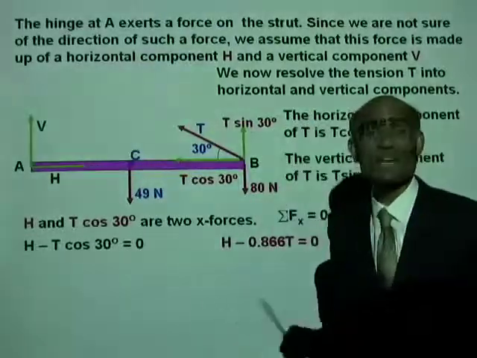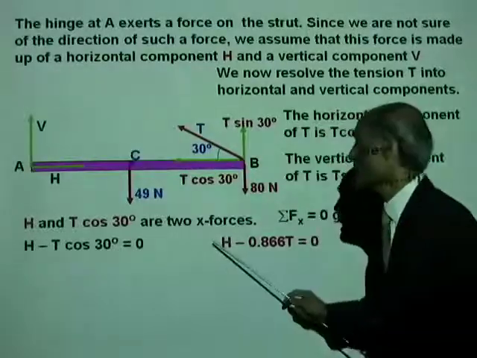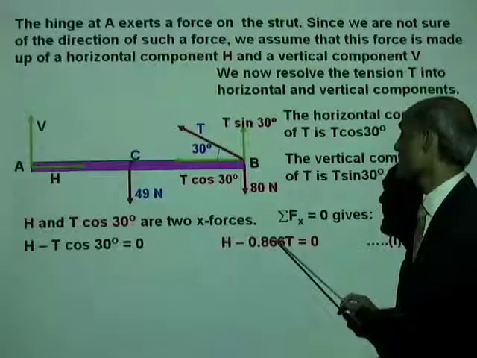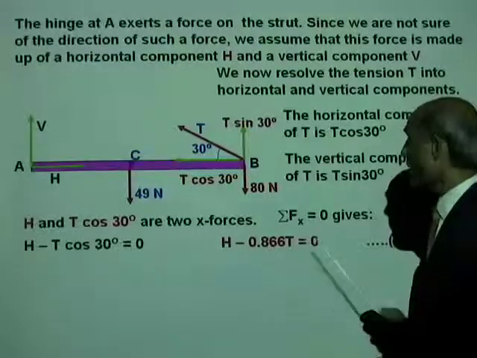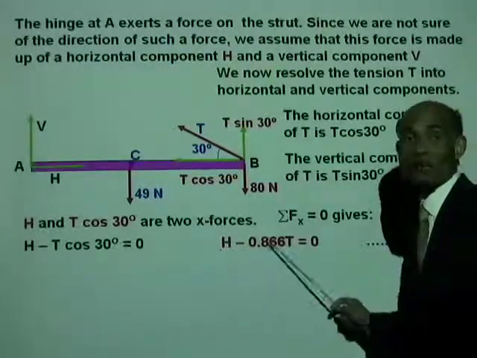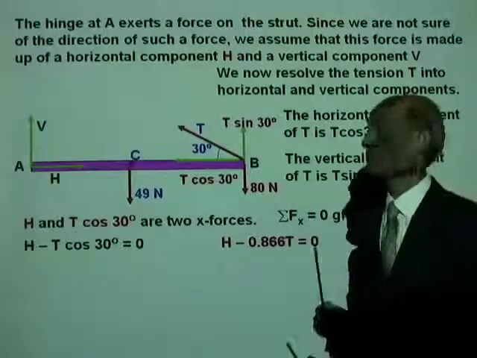We produced one equation. And write it like this. H minus 0.86T equal to 0. You got one equation having unknowns H and T.